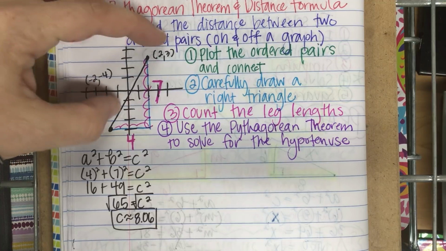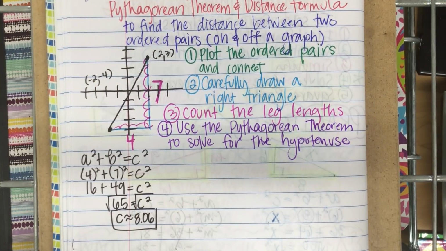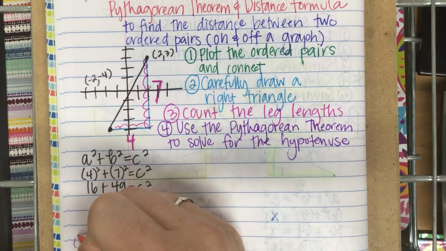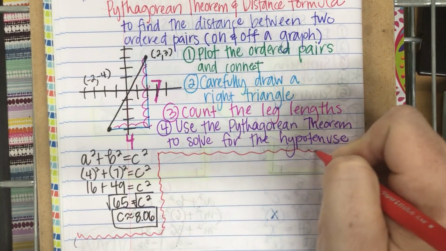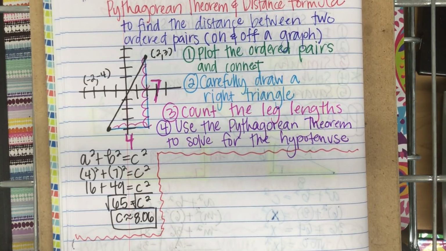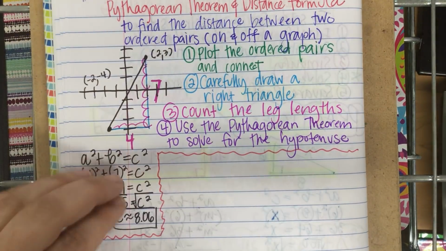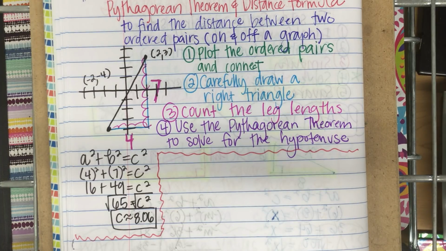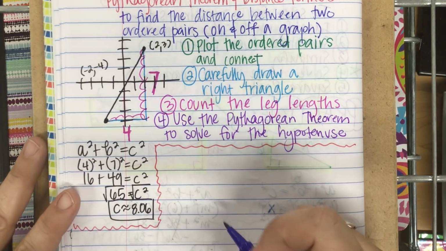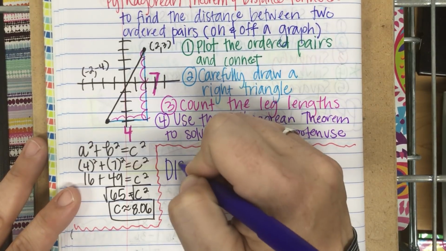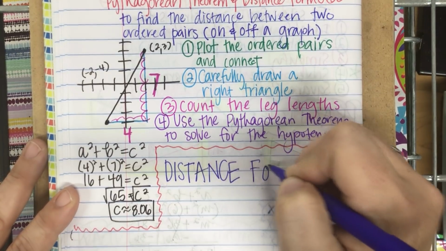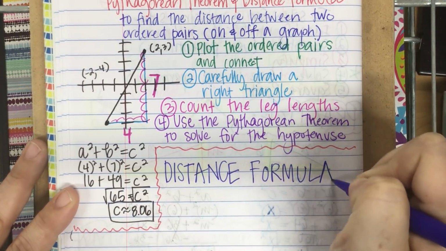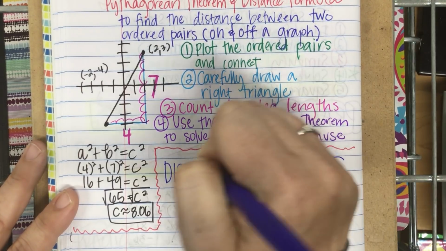So if you're given an ordered pair, 2 ordered pairs, you're given the graph, you're given that information, you can use the Pythagorean theorem to find the distance between those 2 points. So that's Pythagorean theorem. This is the part that we already know. Now we're going to talk about distance formula. So distance formula is the new part.